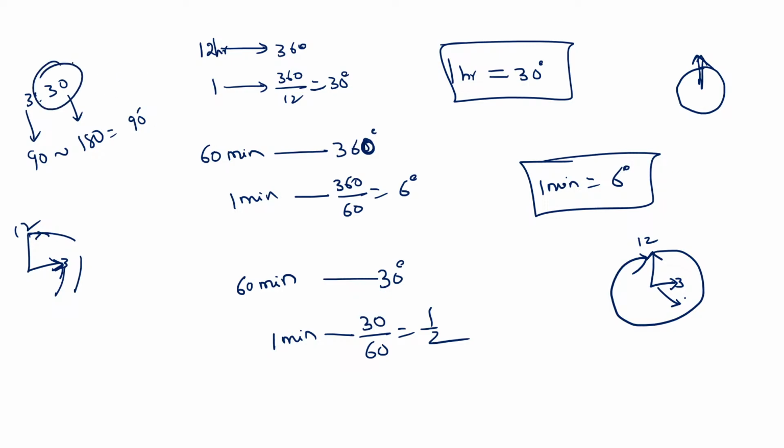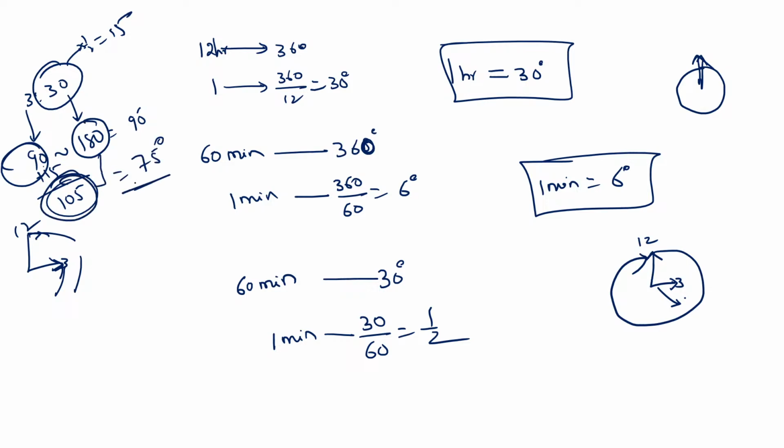So it can move extra by 30 into off, 15 degrees. So it's not going to be on 90, it will be 15 degrees extra from 90, so it will be at 105. So minute hand is at 180 and hour hand at 105. So what is the difference here? 75 degrees is going to be in between them.